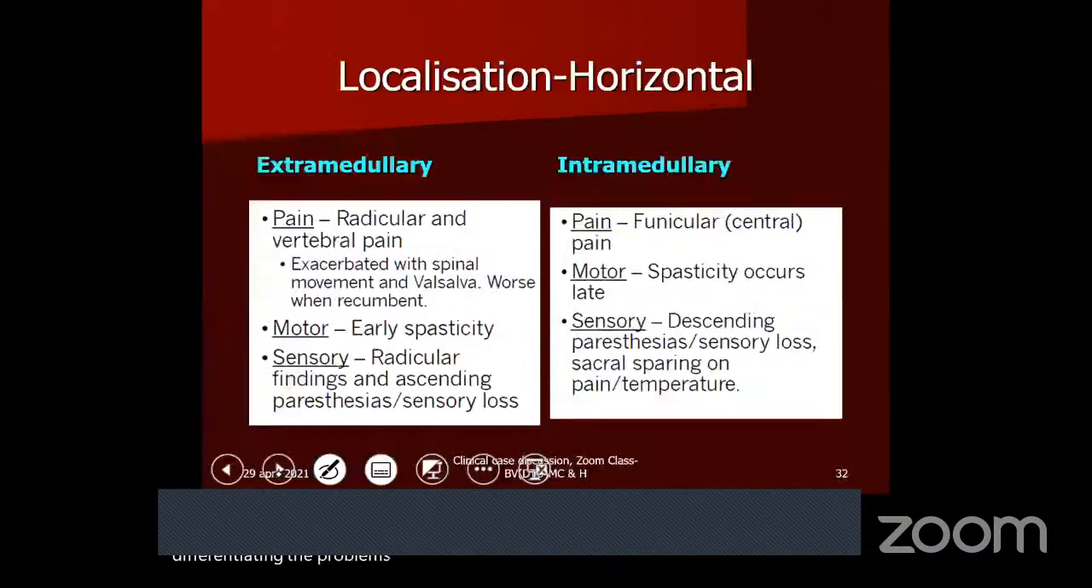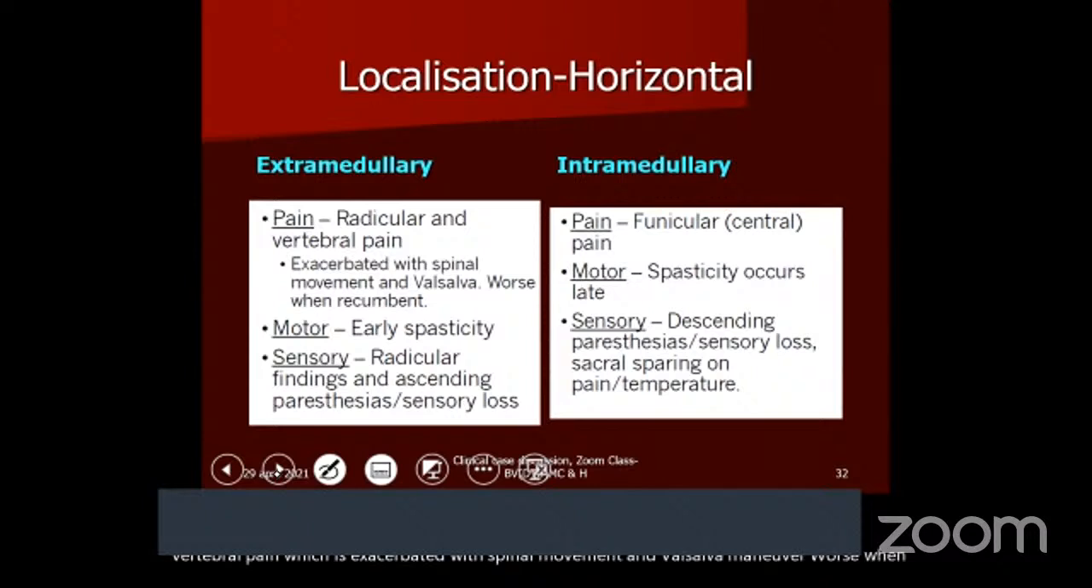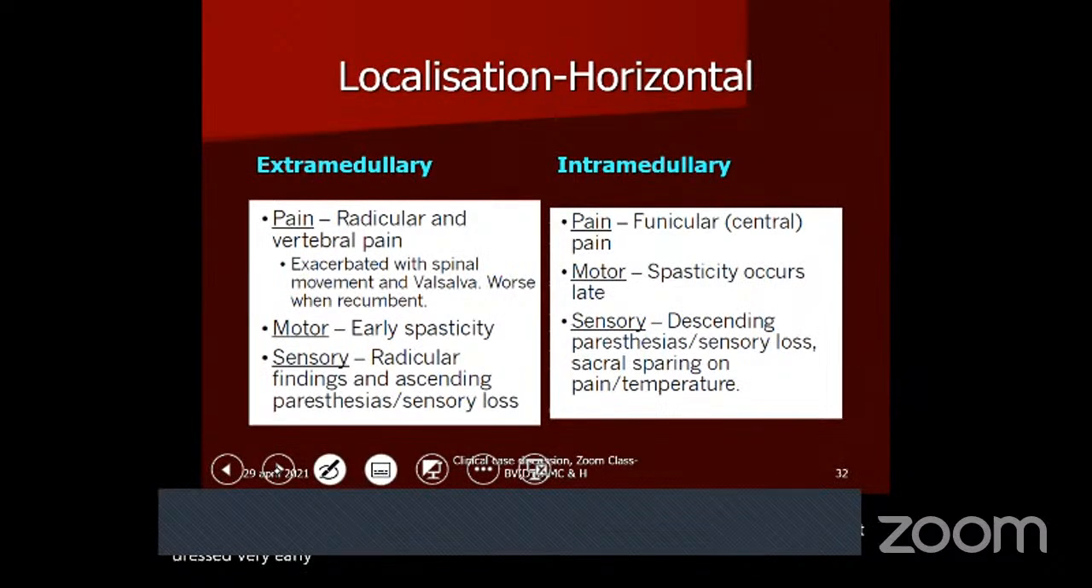Okay. Now you should be able to differentiate extramedullary from intramedullary. Extramedullary means it is coming from the bony canal, and pain is an important aspect. The radicular or vertebral pain is exacerbated with spinal movement and Valsalva maneuver, and occurs when recumbent. There is early spasticity because corticospinal tracts are laterally placed and get pressed very early. The radicular findings, ascending paresthesias and sensory loss are the sensory findings.